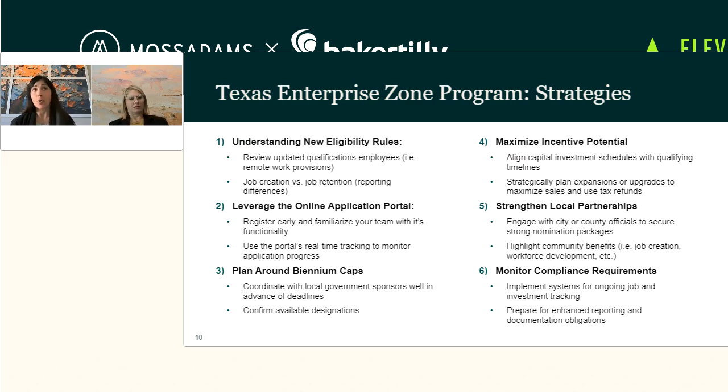Next, the online portal. I know we spoke about it earlier, but you want to register on that portal. You want to understand the system and its functionality. If any of your team members are going to be working with you, you want to make sure they are able to register into the system. Also, this system is going to allow you to track the progress both internally and externally. Again, you're able to see what the local jurisdiction has uploaded. Have they sent over the nominating ordinance or resolution?